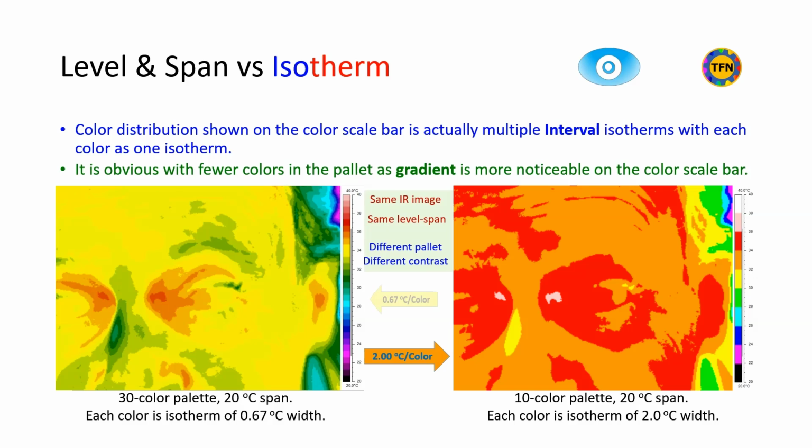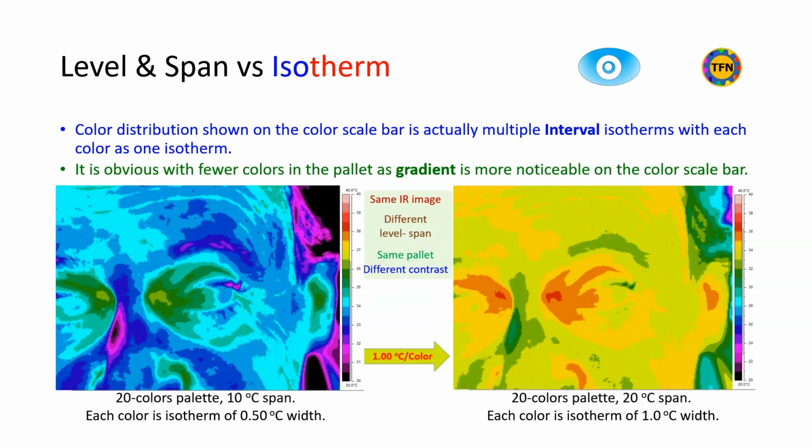Two examples. First, 30 color with 20 degree span, which is equivalent to 30 isotherms with 0.67 degrees Celsius width each. Second, 10 color also with 20 degree span, which is equivalent to 10 isotherms with 2 degrees Celsius width each. Here both images have 20 colors but with different spans. 10 degree span is equivalent to 20 isotherms of 0.5 degrees Celsius width each, and 20 degree span is equivalent to 20 isotherms of 1 degree Celsius width each.